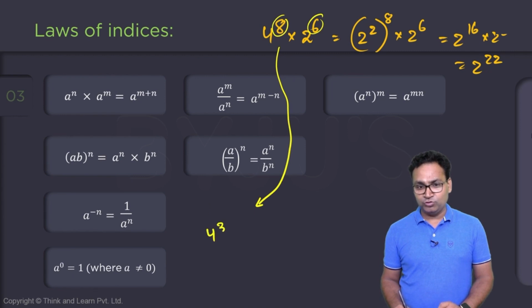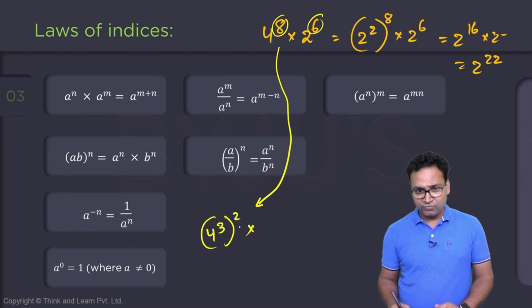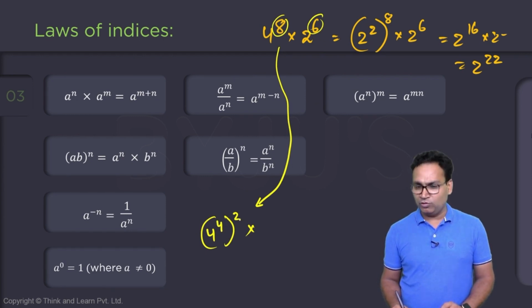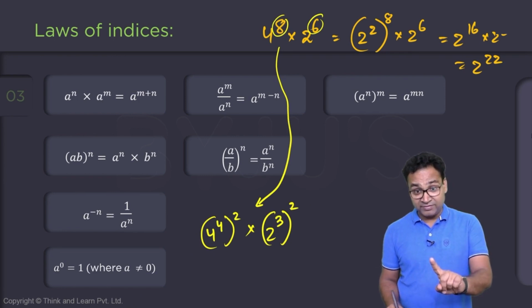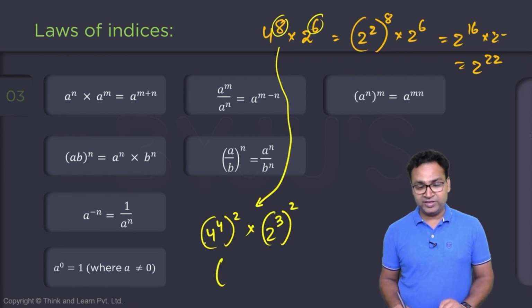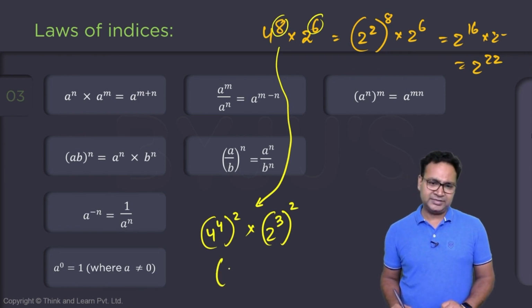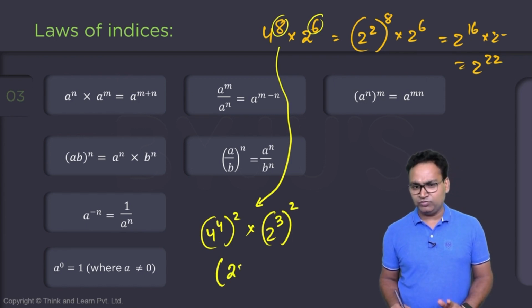4 cube whole power 2. Okay. And I will write 4 cube... 4 power 4 whole power 2. Or I will write this as 2 power 3 whole power 2. Now, what is this? Powers are same. So operate on base. 4 power 4 is 2 power 8 or it is 256. I have told you to learn the powers, right? And 2 cube is 8 whole power 2.